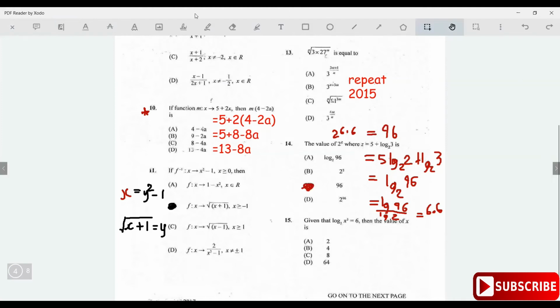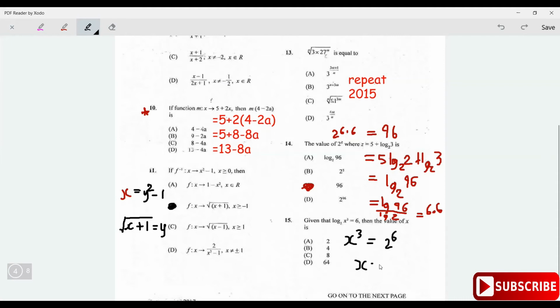Nice. The next one says, given that log to base 2 of x cubed is 6, then the value of x is, all you need to do is carry down the power. Well, we don't need to carry down the power. Let's just use the rule of logarithm. So this is saying x cubed is equal to 2 to the 6. And so that means that x is the cube root of 2 to the 6.